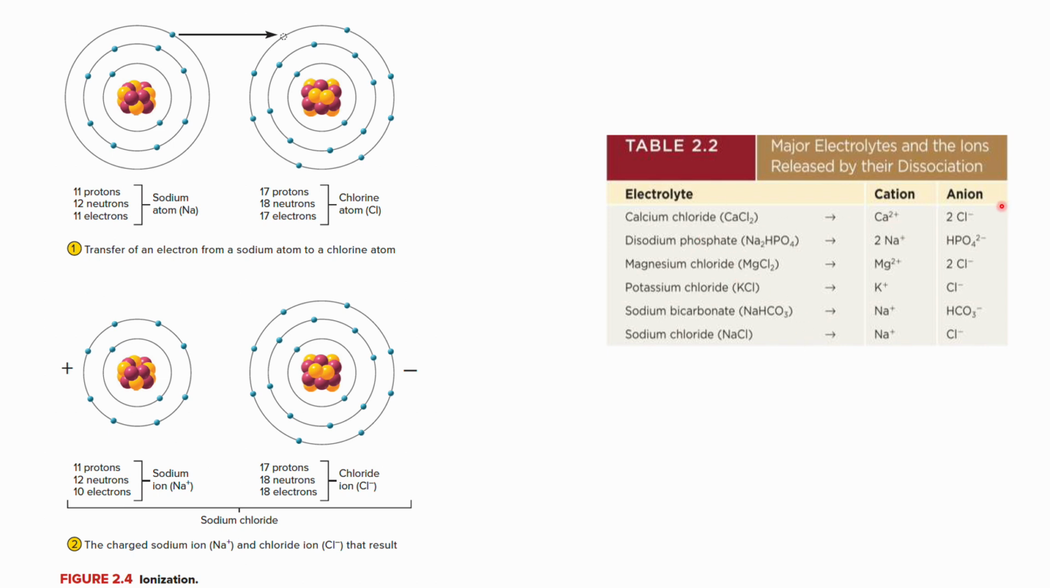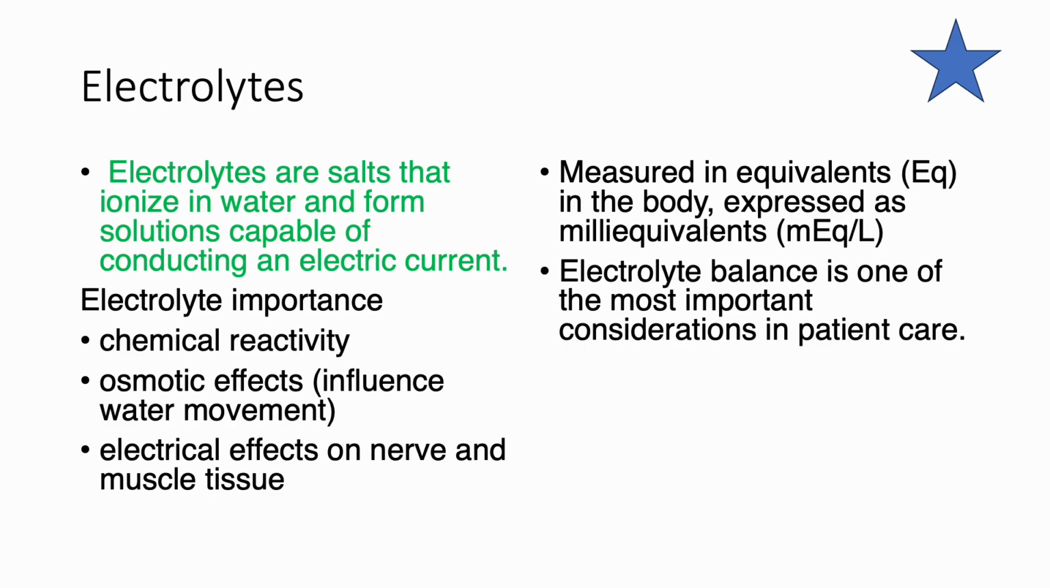Calcium will give us calcium chloride. Sodium will give us sodium chloride. Sodium bicarbonate will give us sodium and bicarbonate, etc. Again, electrolytes are salts that ionize in water and form solutions capable of conducting an electric current. You will see many examples throughout this semester where we take a look at these electrical currents in nerves because of the different electrolytes, electrical currents in muscle tissue because of the different electrolytes. And electrolytes are measured in equivalents or milliequivalents per liter.